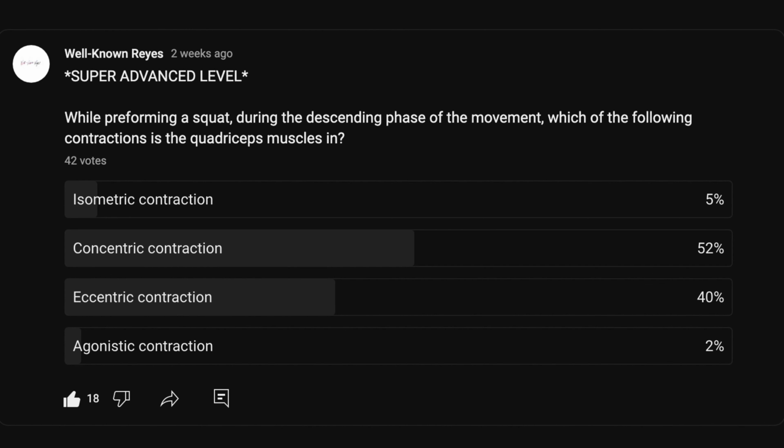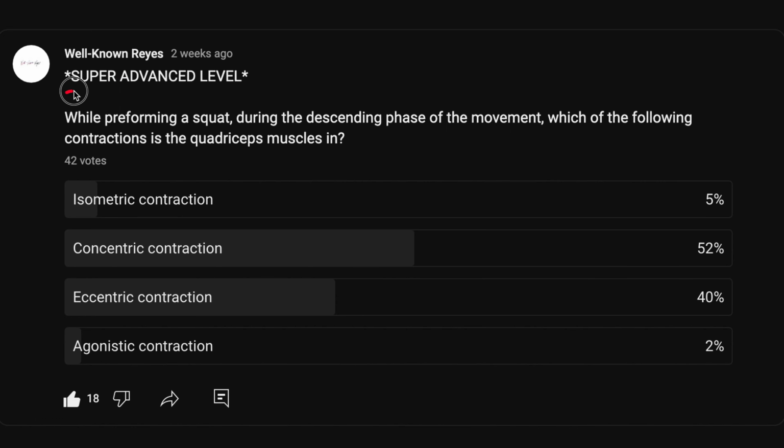All right, so in the community tab, I asked you, while performing a squat during the descending phase of the movement, which of the following contractions are the quadricep muscles in? And we had a great turnout here. We had 42 votes. 5% of you said it was going to be an isometric contraction. 52% of you said it was going to be a concentric contraction. 40% of you said it was going to be an eccentric contraction. And then 2% of you said it was going to be an agonistic contraction. And then thank you to the 18 people who liked this post.